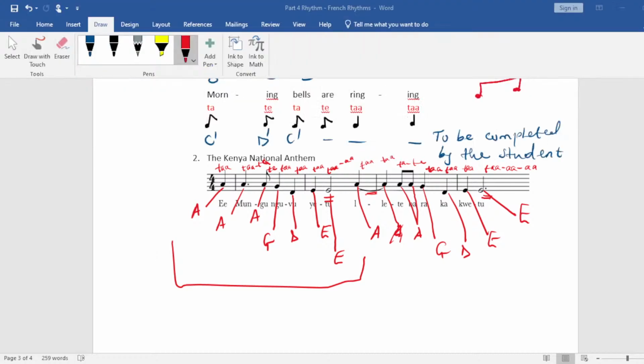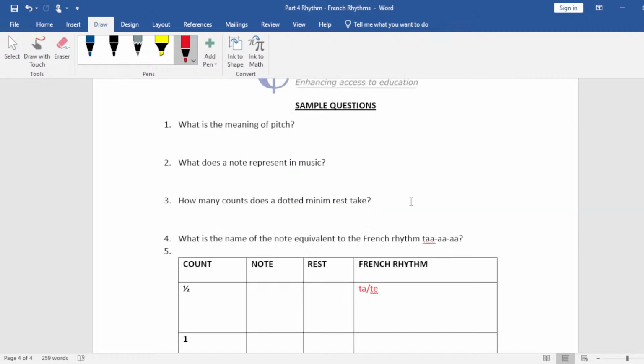It's time for practice questions. Sample questions, here we are. Some of the questions we dealt with in the previous sections, and now for this one, we look at some of them which are repeated and some which could be new. Question one, a possible question would be, what is the meaning of pitch? Make it simple. Very simple definition.